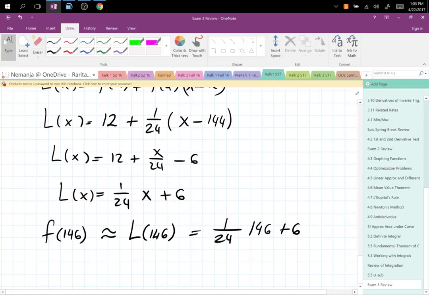Now, you know, this is designed for calculations by hand, but we're still going to use the calculator real quick. So the answer is 12.0833 repeating forever.